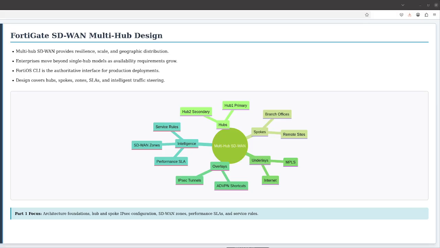We will use the FortiOS CLI throughout because that is where the real work happens. While the GUI gives you a starting point, production multi-hub designs are almost always rolled out through scripts, templates, or the FortiManager, all of which generate the same CLI commands we will examine directly.